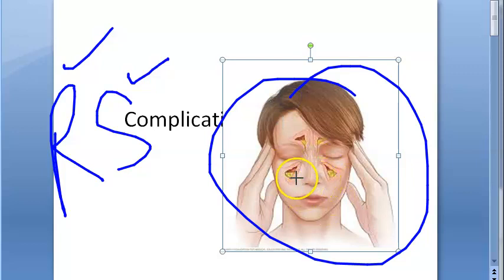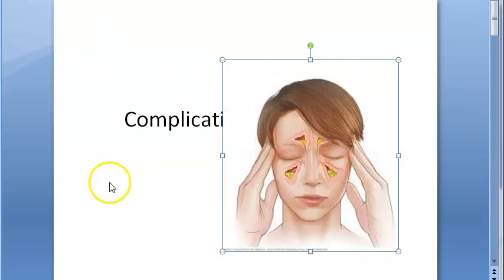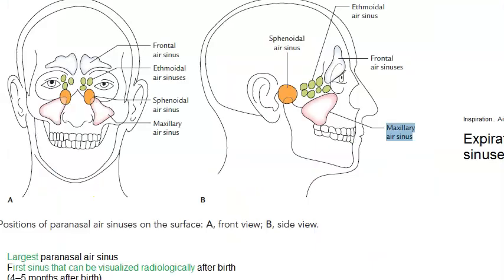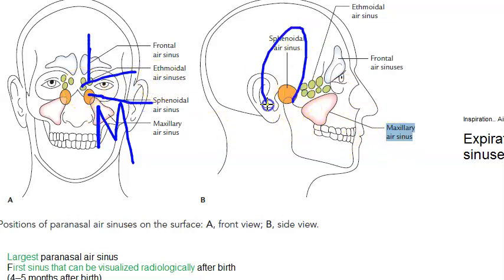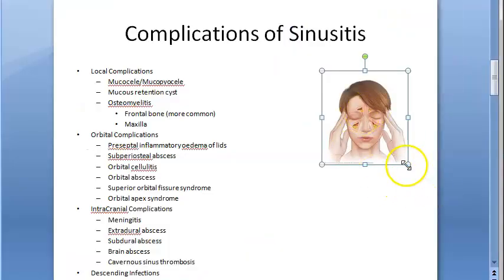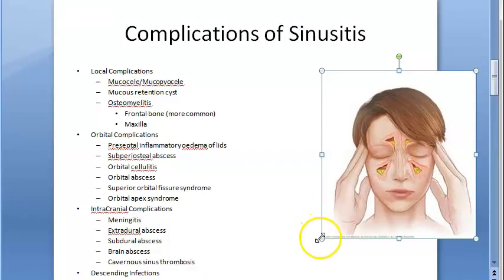You know that there are many types of sinuses. Here you can see the frontal sinus, this is the maxillary sinus, this one is the sphenoid sinus and this is the ethmoid sinus. Look at this, the sphenoid sinus is here, here is the frontal sinus, maxillary sinus, and these are the ethmoid air sinuses. In this video, we want to focus on the complications of sinusitis.